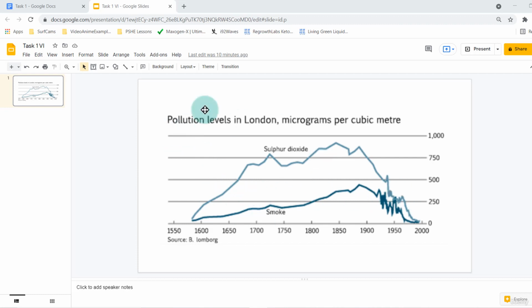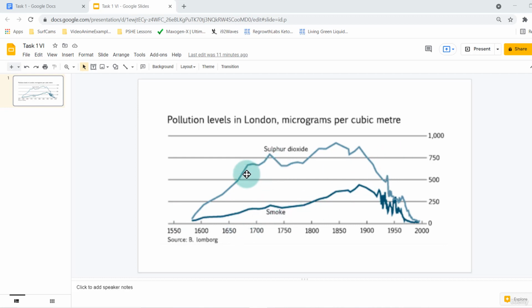Okay, so here is our question that we'll be working on today, and it of course is a Task 1 report. We have a line graph. As always, the first thing I'll do is read the title: pollution levels in London, micrograms per cubic metre. So we're looking at the amount of pollution in London. Okay, interesting. Let's take a look.